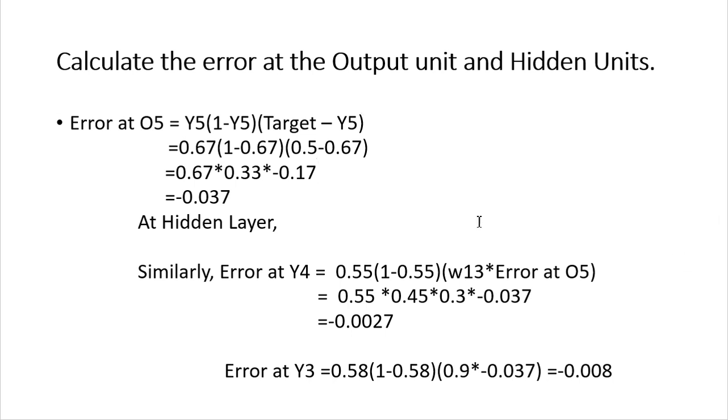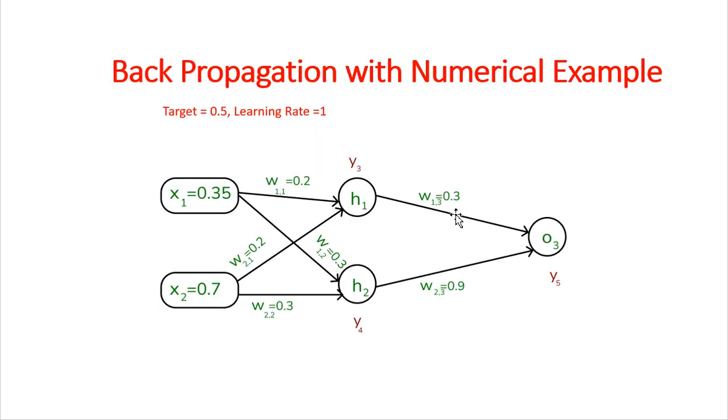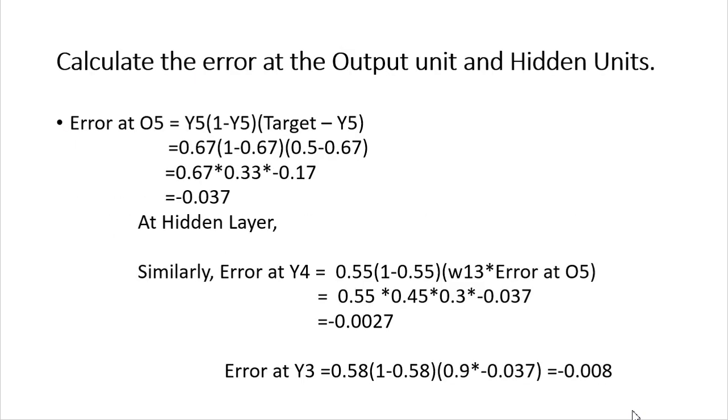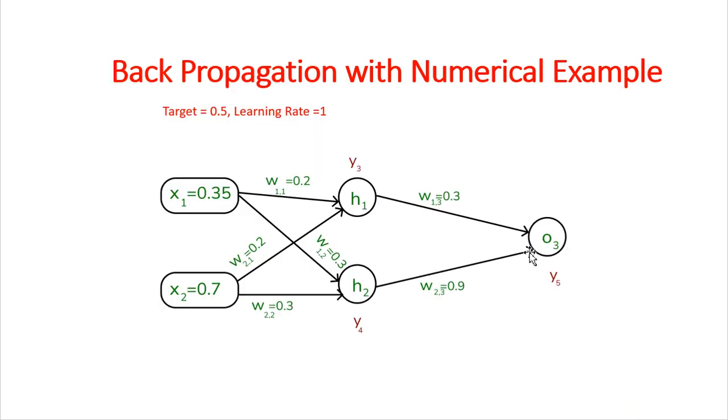However, the final value we got is 0.67. So 0.67 times (1 minus 0.67), times the target, which is 0.5, minus 0.67. So it is approximately 0.67 times 0.33 times the difference, which is minus 0.17. So the error at the final outcome layer, the output layer, comes out to be approximately minus 0.037. Once that is done, then you need to go back again.